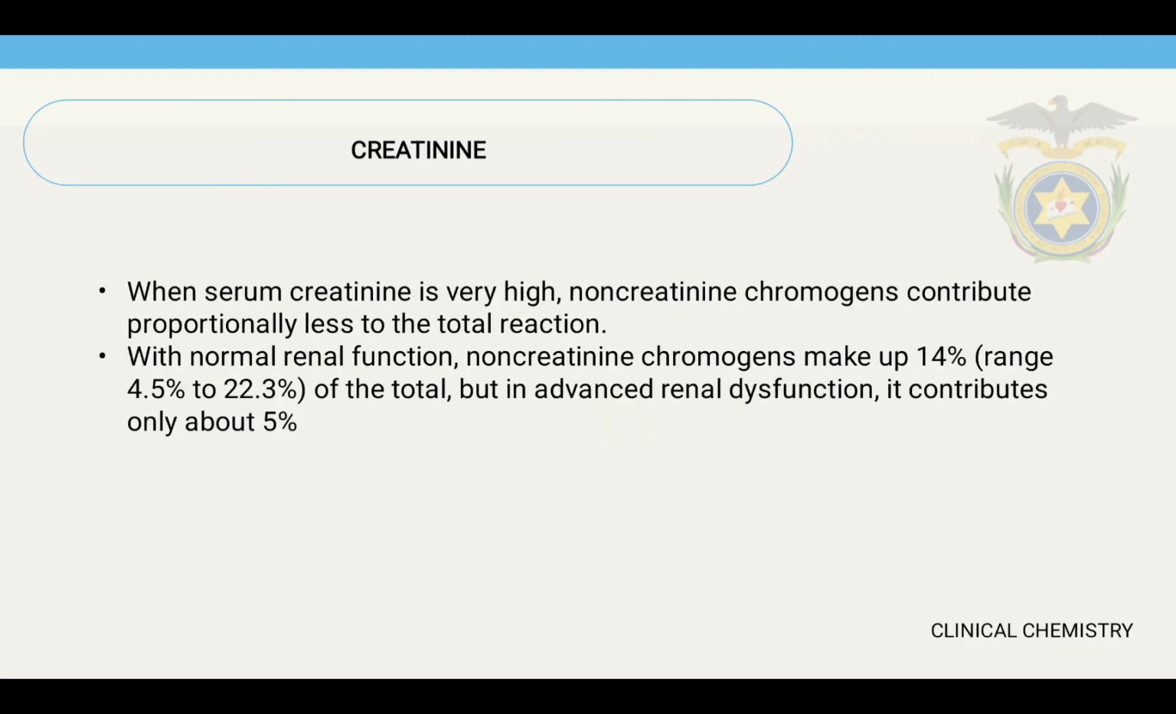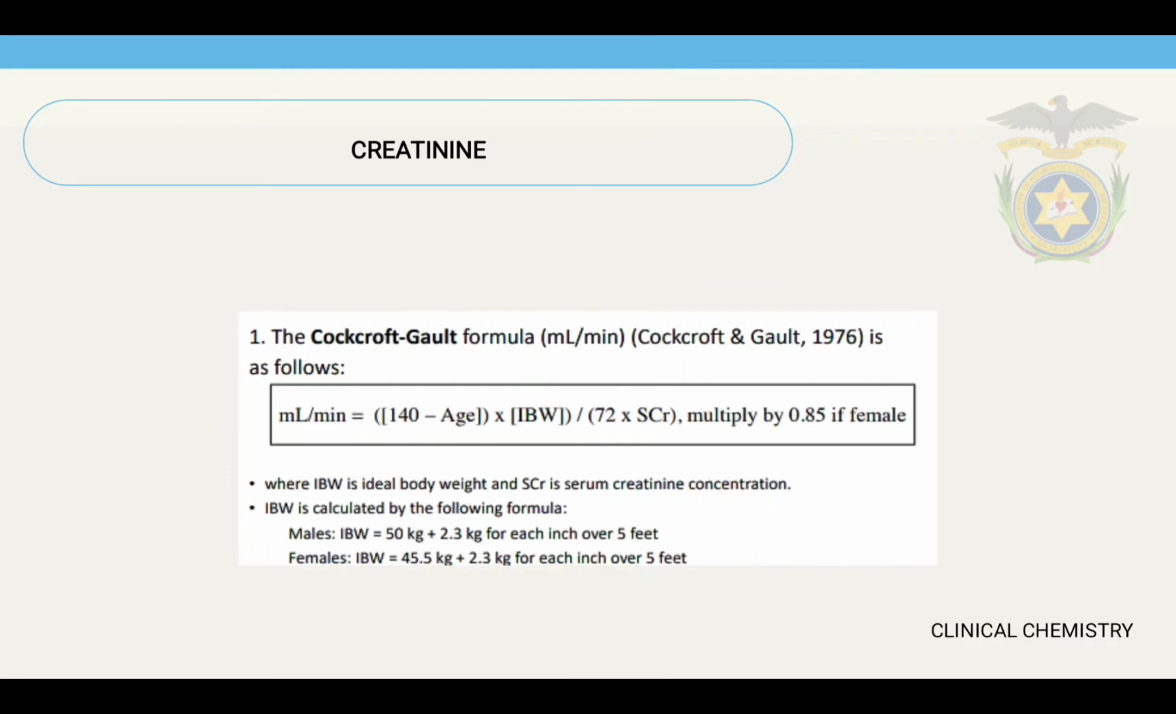When serum creatinine is very high, non-creatinine chromogens contribute proportionally less to the total reaction. With normal renal function, non-creatinine chromogens make up 14% of the total, but in advanced renal dysfunction, they contribute only about 5%.